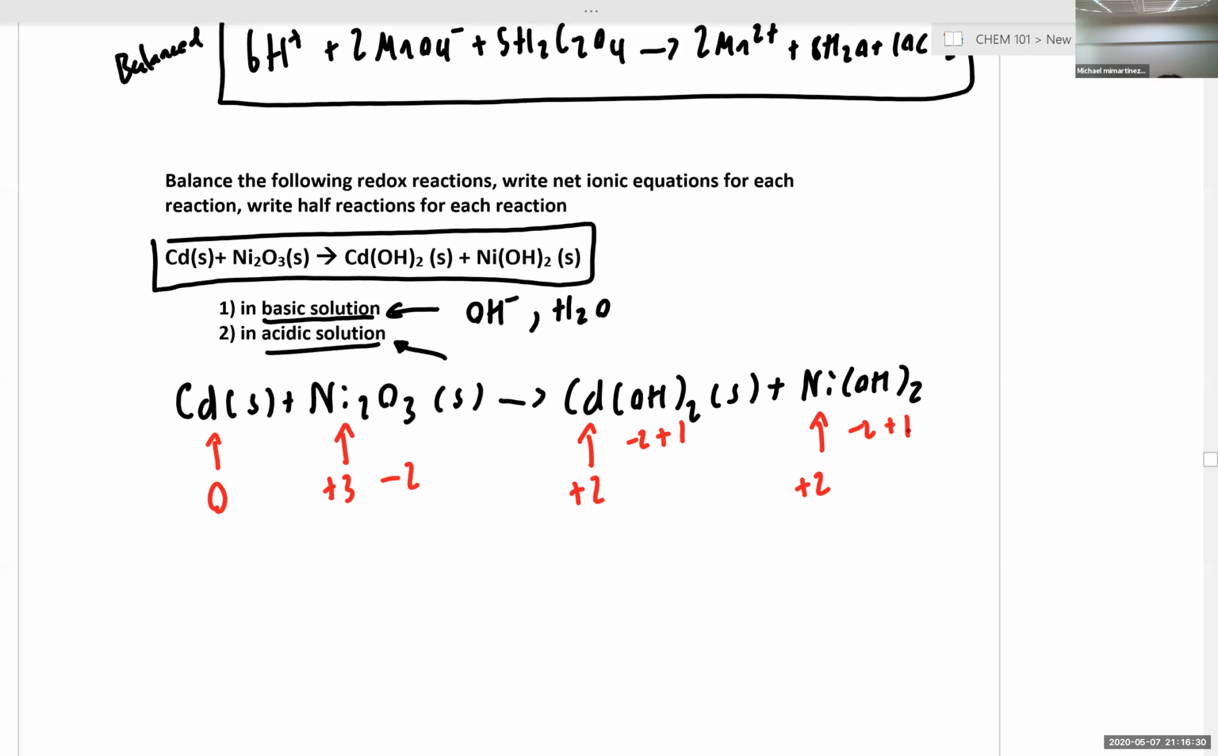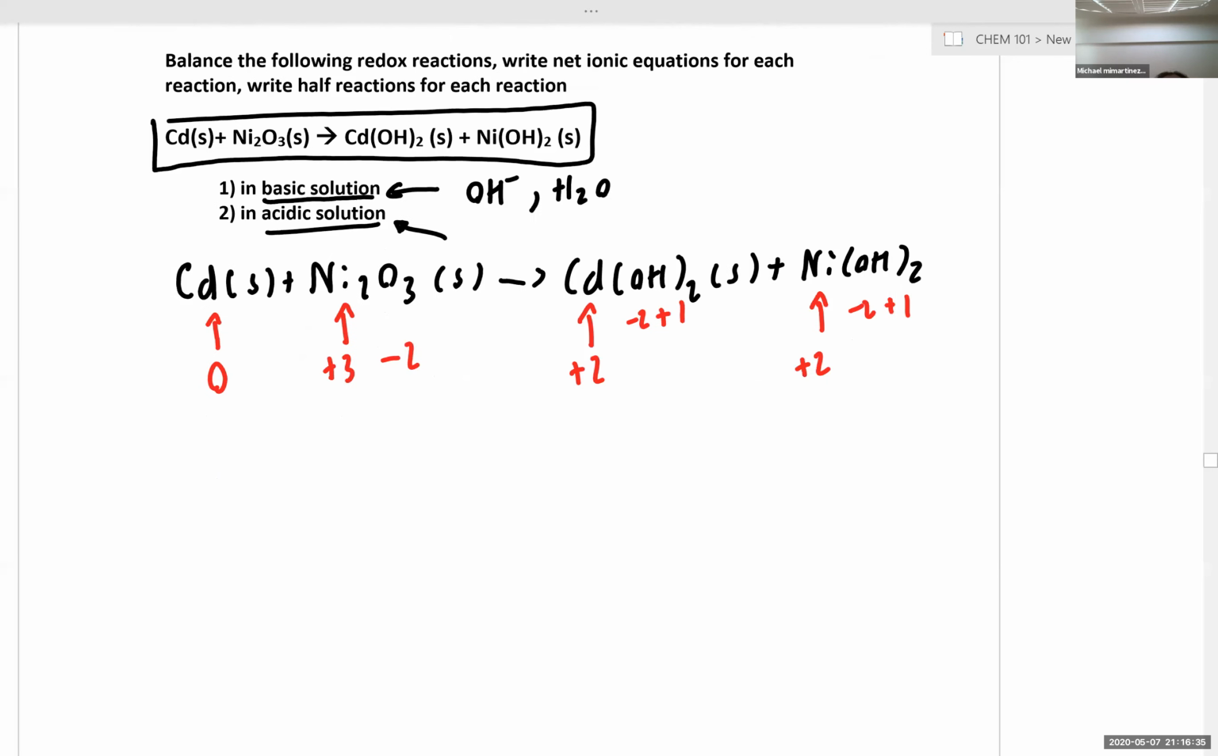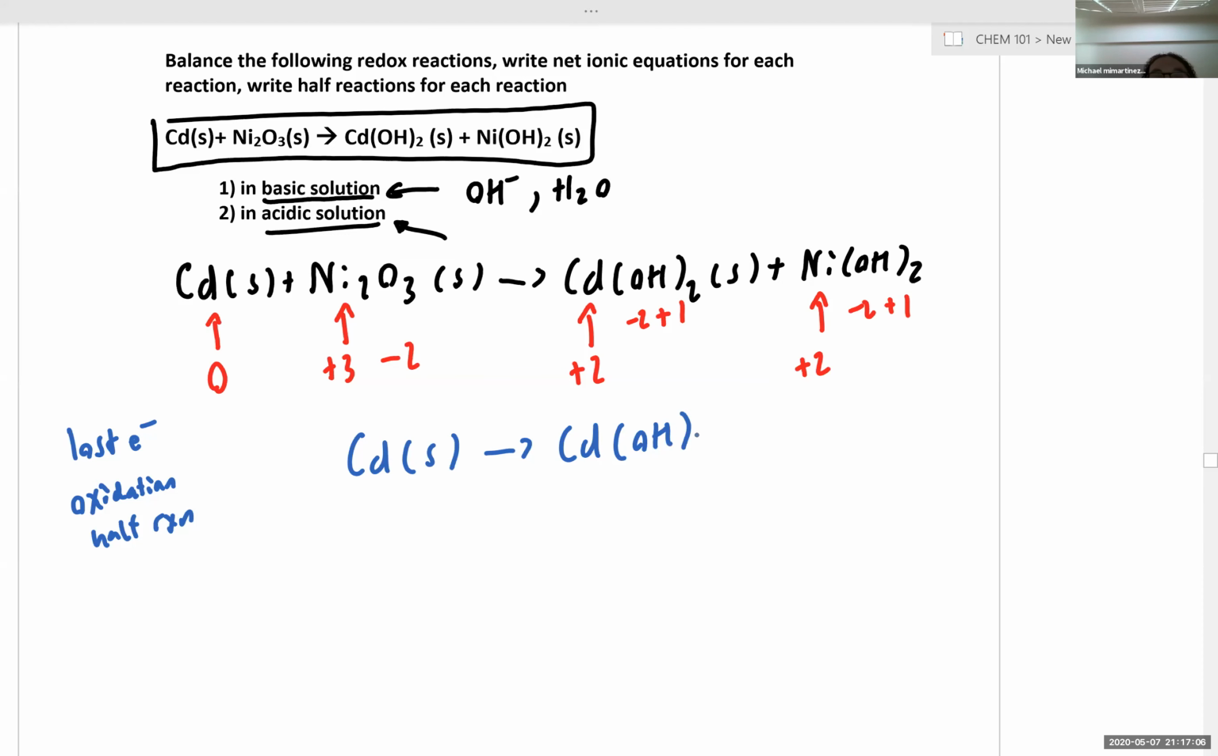Okay, so let's now just focus on the species that lost electrons, so we're looking at the oxidation half-reaction. My question to all of you is, what species lost electrons in this process? What species is increasing in oxidation number? Cadmium, yep. So we have cadmium solid leading to cadmium hydroxide.